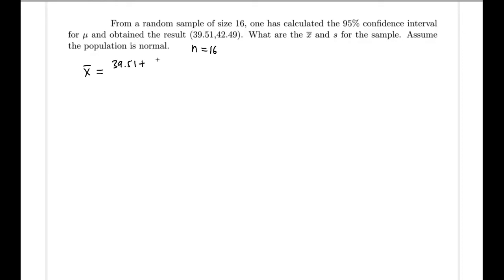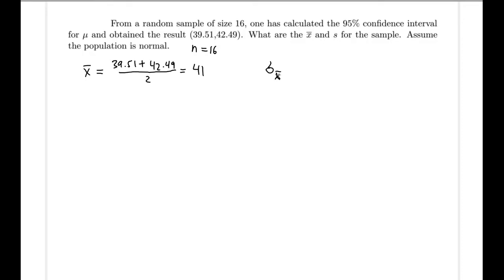39.51 plus 42.49, and then we simply divide it by 2 and we will get our sample mean. That should give us 41. So we already found the sample mean. That's good. Now let's find the sample standard deviation.